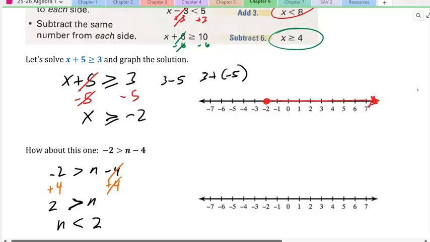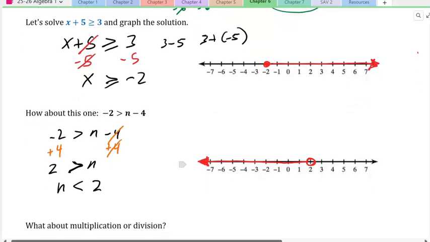Now when I go to graph this, I've got to find 2. There's 2, put a circle on it, and everything less than 2, so everything to the left, is less than. Is it less than or equal to? No, it's just less than, so we leave that circle open. We do not fill it in.